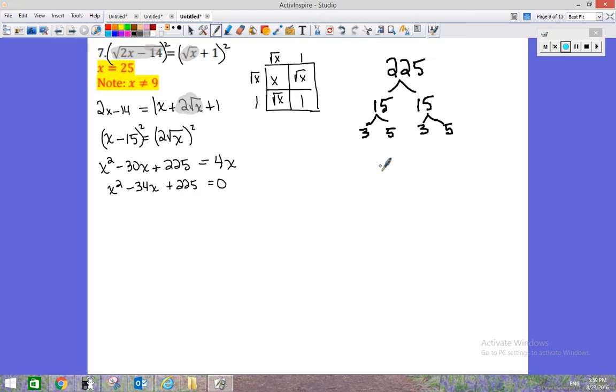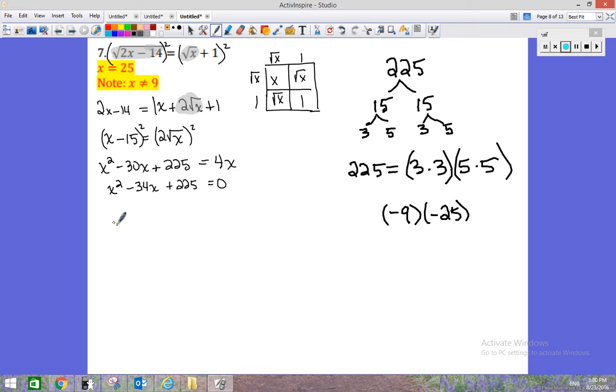So I need to come up with two numbers from these four factors so that when they're both negative and I multiply them I get a positive value, but when I add them I get a negative 34. Let's group it. I think that negative 9 times a negative 25 gives me positive 225, and when I add these together I'll get the negative 34. So there, we found it.